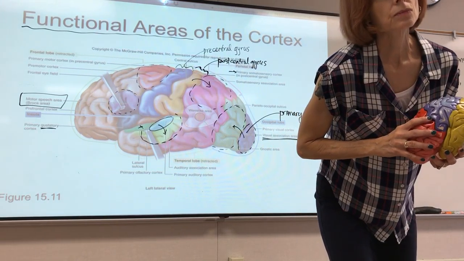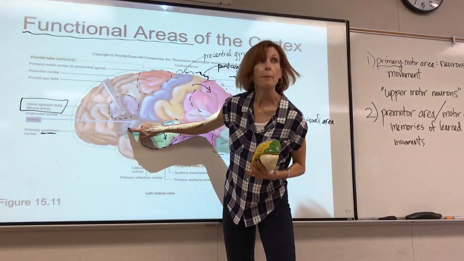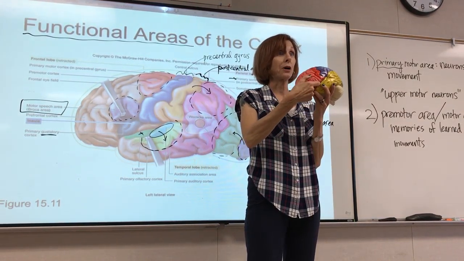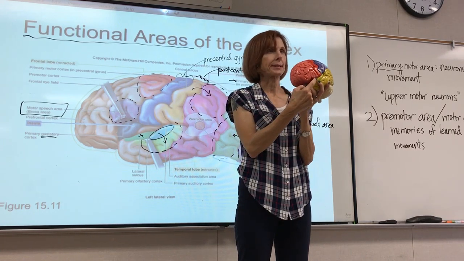I was wondering where the primary gustatory is. Primary gustatory is this area that's showing right here. Oh, actually you can't see it on the model because it's inside the insula. So that would probably only be on the written exam.